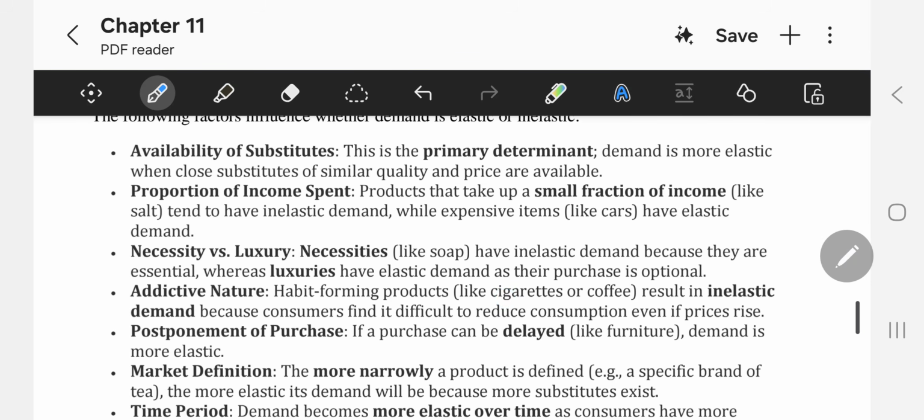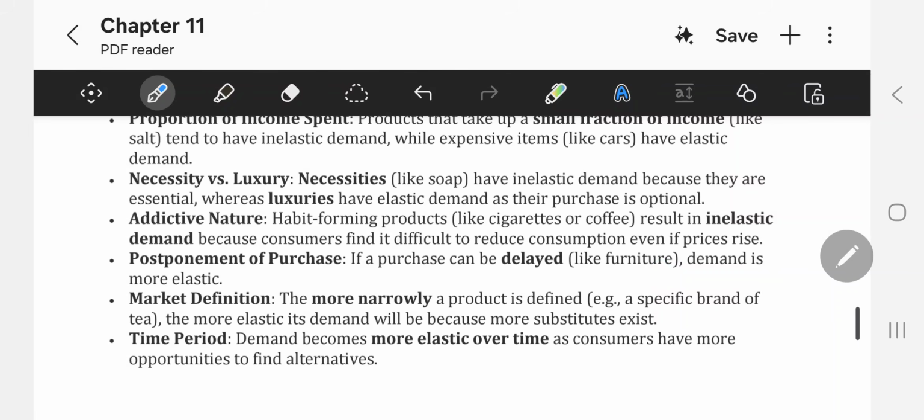Then we have products with an addictive nature, like cigarettes or coffee. These also tend to have inelastic demand compared to those that are not addictive. And we have products whose purchase we can postpone, like furniture, TV, fridge. Because you can postpone the purchase, they're going to have price elastic demand.